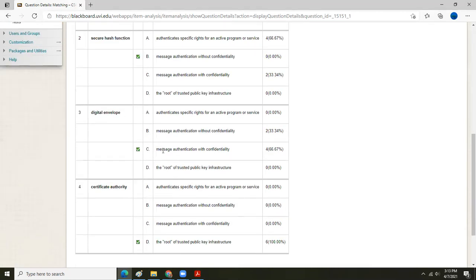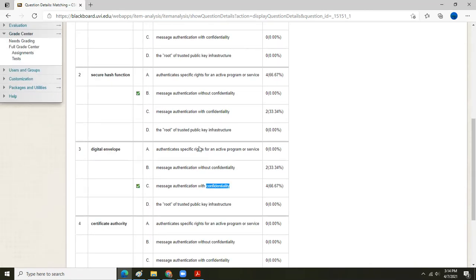Digital envelope. Digital envelope includes a key to decrypt the message. So in other words, it not only authenticates the message, but there's also confidentiality. So if you have a signed message that's been hashed to provide authentication for who sent it and whether the message changed, but there's also an encryption key, then you have the components of a digital envelope, which means you have message authentication with confidentiality.